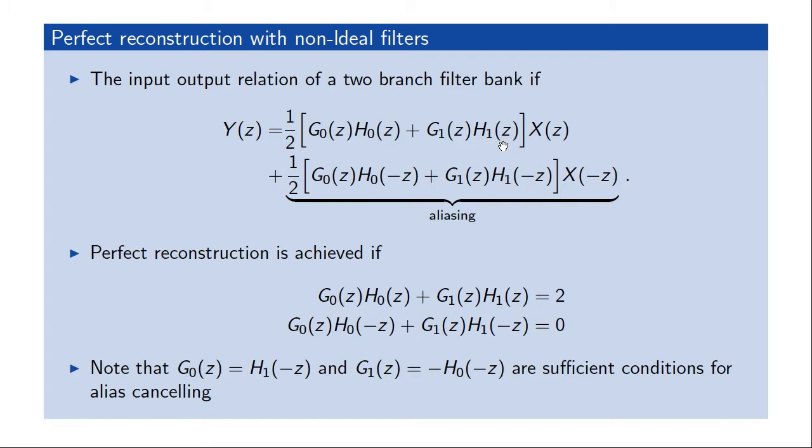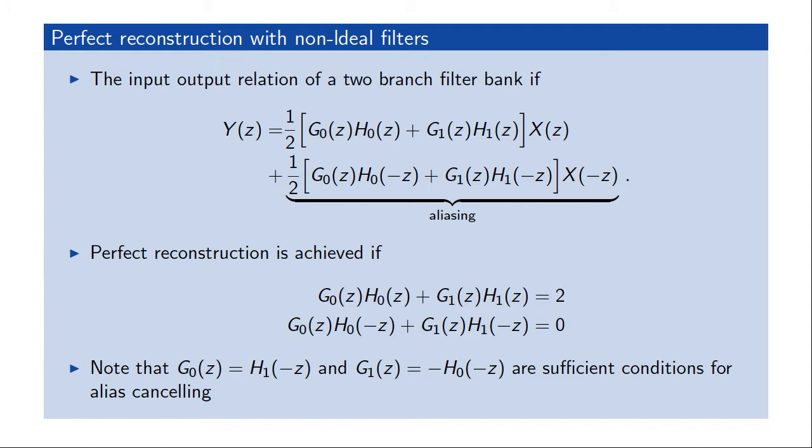And if we at the same time choose our filters so that this amounts to a constant 2, which would counteract this 1 over 2 which we have here, we would obtain a formula which said that Y of z is equal to X of z, the input sequence, meaning perfect reconstruction. So that gives us two conditions, this condition and this condition, which together guarantee perfect reconstruction by a two-branch filter bank, even if the filters themselves are non-ideal.